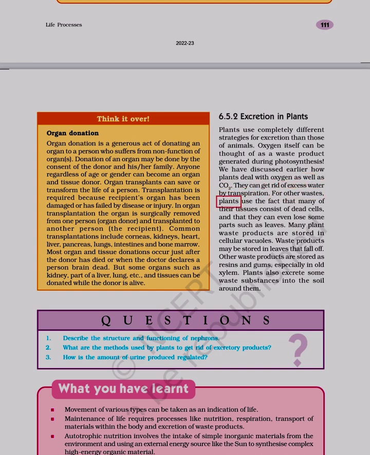For other wastes, plants use the fact that many of their tissues consist of dead cells, and that they can even lose some parts such as leaves. Many plant waste products are stored in cellular vacuoles. Waste products may be stored in leaves that fall off. Other waste products are stored as resins and gums, especially in old xylem. Plants also excrete some waste substances into the soil around them.